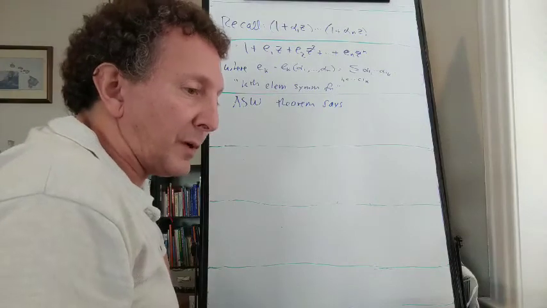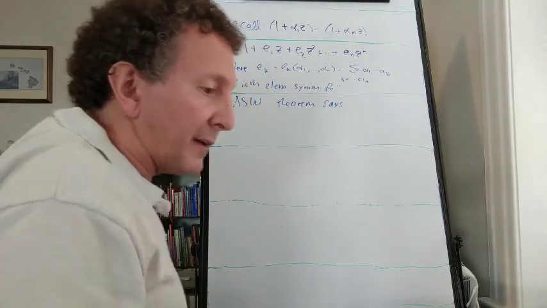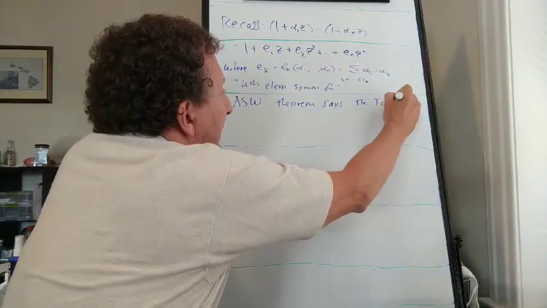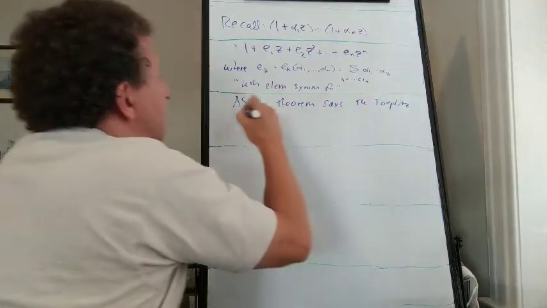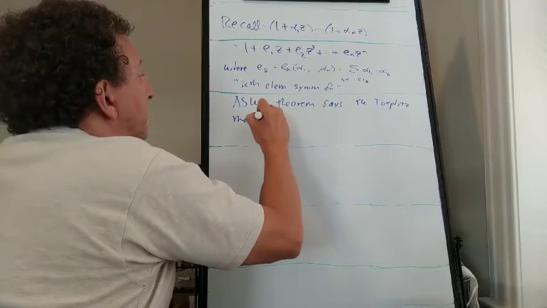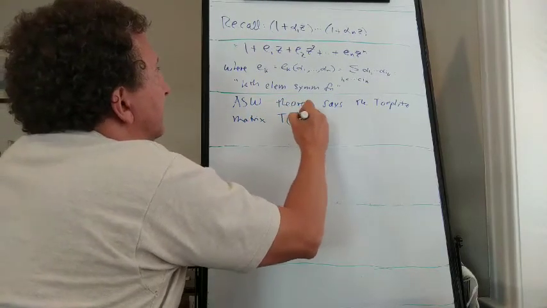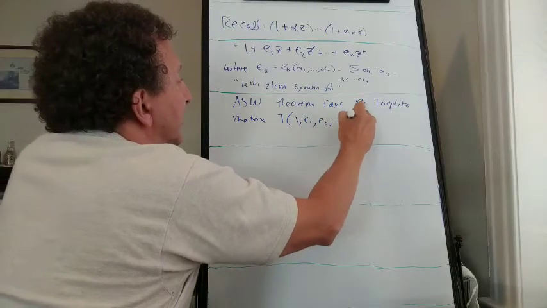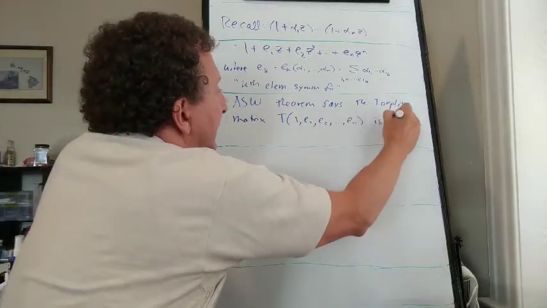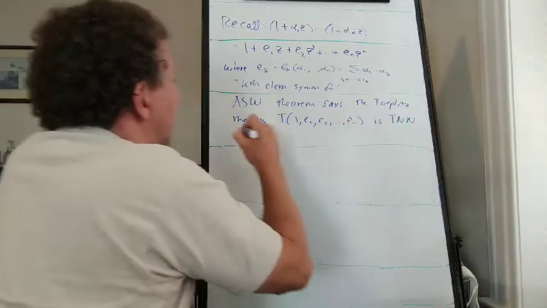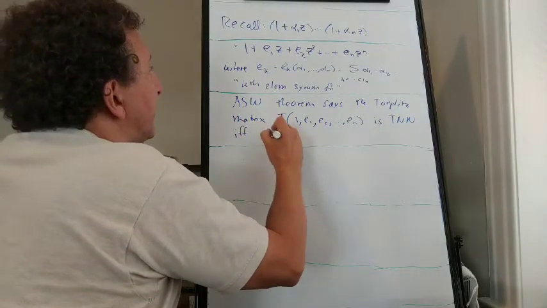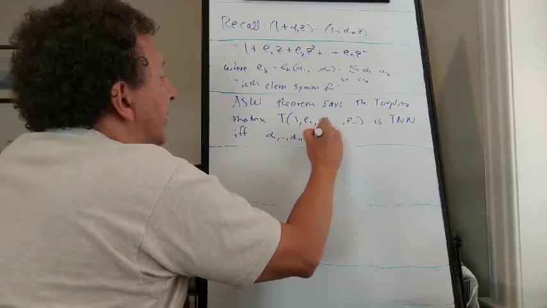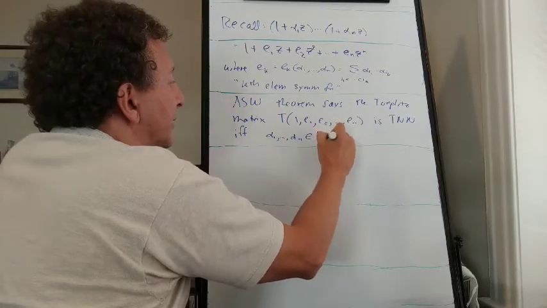Now the Aissen-Schoenberg-Whitney theorem says that the Toeplitz matrix T of 1, E1, E2 up to En is totally non-negative if and only if α1 through αn are real and non-negative.